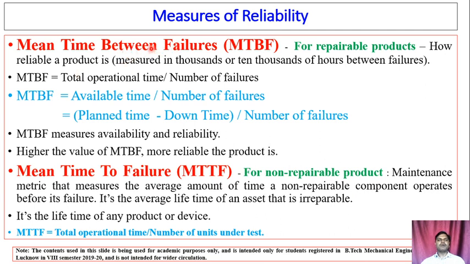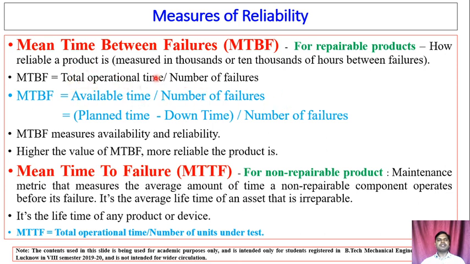This is measured in thousands, as we have seen with the example of 10,000s of hours between failures. It may be represented as the ratio of total operational time to the total number of failures. This is applicable to a large number of components for which we have observed, measured and recorded the data and computed this parameter. So it is the total operational time of all the components and the number of failures that had occurred. This will give a mean value. It may also be written as available time upon number of failures.